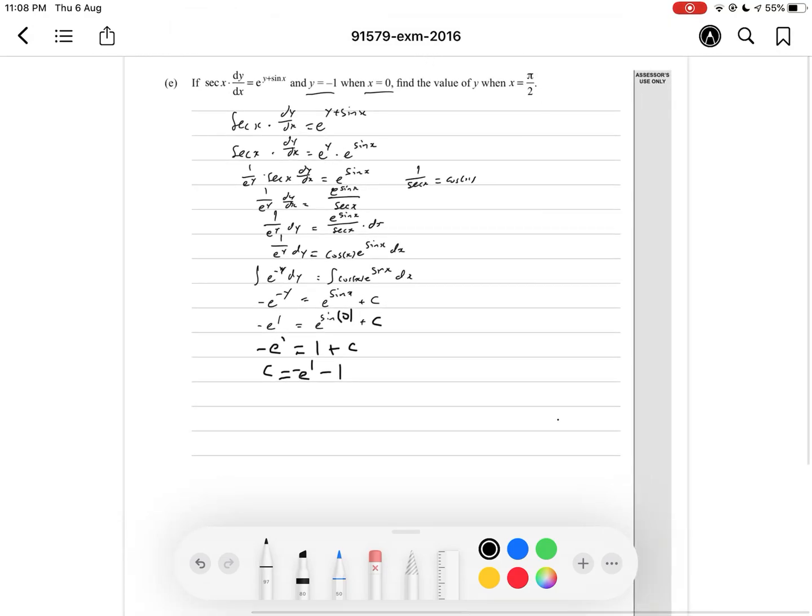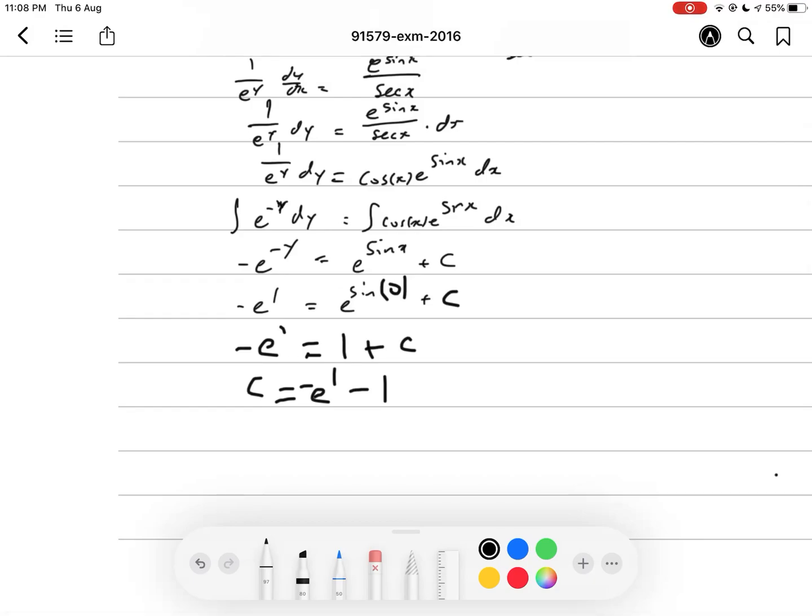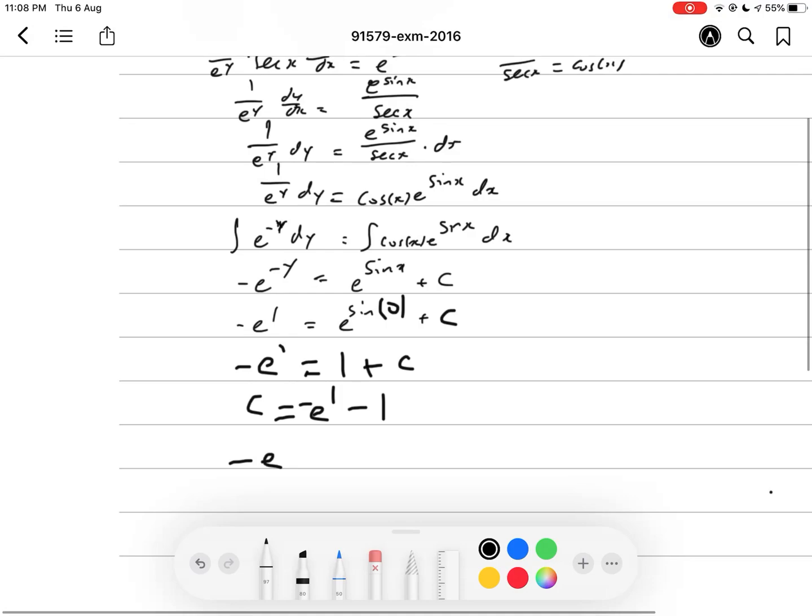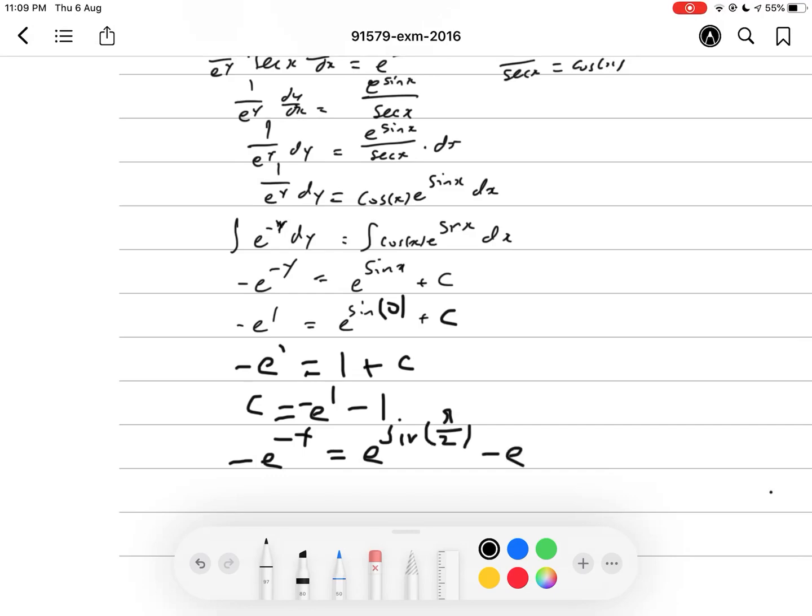Alright, so now we're going to substitute x equals pi over 2. So therefore, we can say that negative e to the power of negative y equals e to the power of sine of pi over 2 minus e to the power of 1 minus 1. So sine pi over 2 equals 1. So negative e to the power of negative y equals e minus e to the power of 1 minus 1. So that just cancels out.